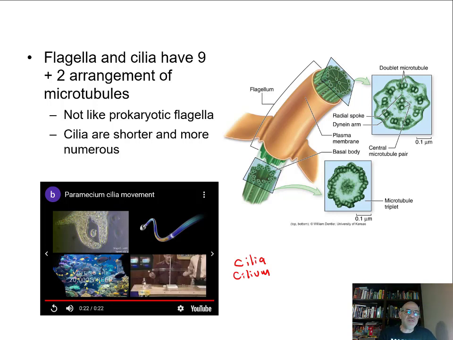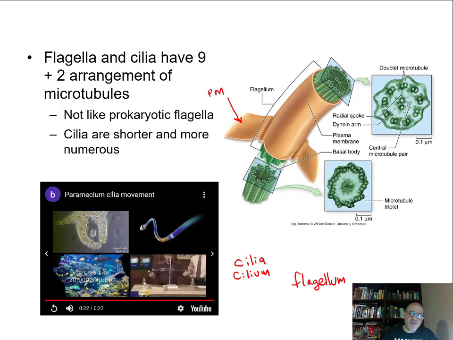But the cilia are just small versions of flagella, and flagella is plural. So flagellum would be singular. So both flagella and the cilia are going to have this particular arrangement now, or structure. So we want to take a look here. This is going to be our plasma membrane. Okay? So that's our PM, our plasma membrane.